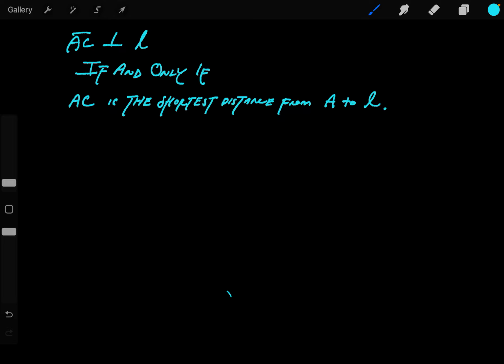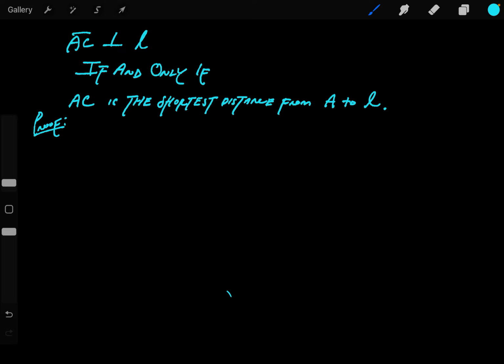Okay, so here we're going to prove this if and only if statement, which means that we got to prove it in both directions. So I'm going to write it in one direction, prove it in that direction, and then I'm going to write it in the other direction, prove it in that direction. So let's write a proof. If I want to prove it, I got to prove it in both directions.